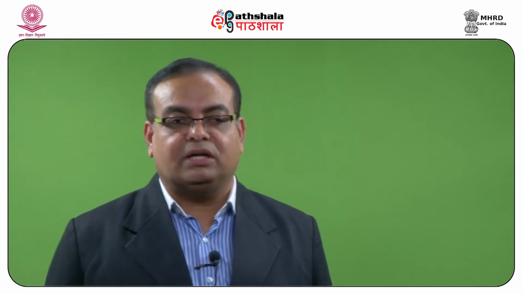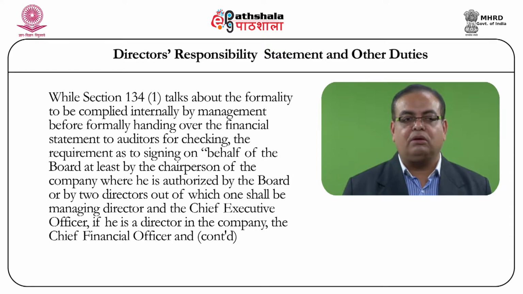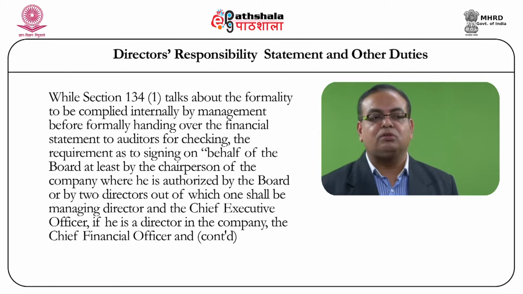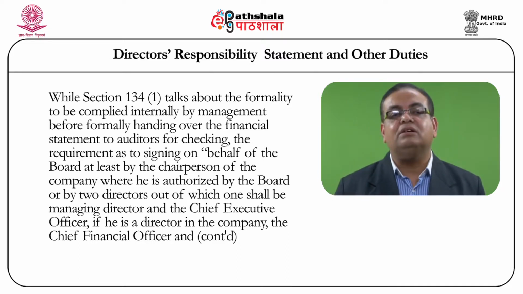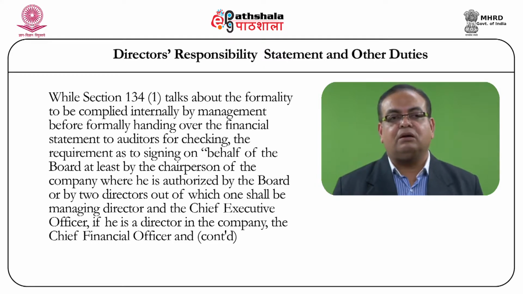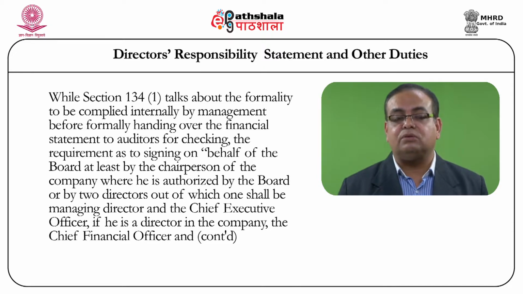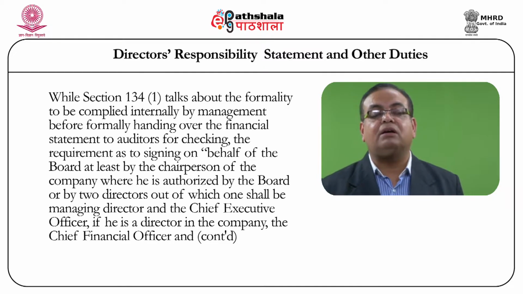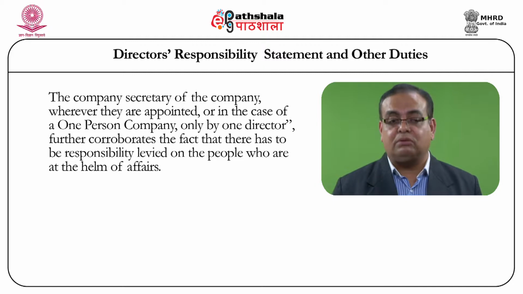Let me introduce you to section 134. Section 134 subsection 1 talks about the various formalities to be complied with by management while handing over the financial statement and various documents to the auditors. For example, the P&L, balance sheet or the financial statement should be signed by the chairman of the company, in case the board of directors has authorized that person to sign. Or it has to be signed by 2 directors, and the 2 directors should include 1 director as MD. And similarly 2 other persons, that is the CFO and the company secretary.